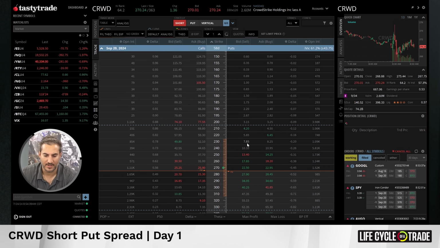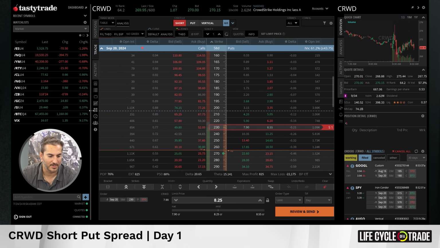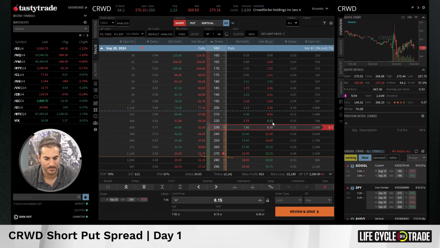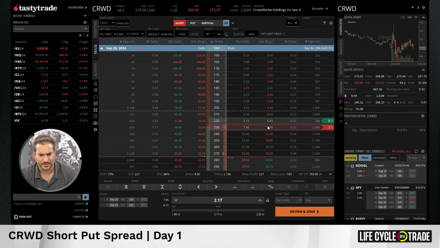So we typically like to sell somewhere around a 20-ish delta. I'm going to look at this 230 mark. It's right around the lows here of arguably the whole year. So if you go back to the beginning of 2024, it was trading somewhere in the 250, 240-ish range. I think that's probably our bottom here. So I'm going to look at the 230 strike.